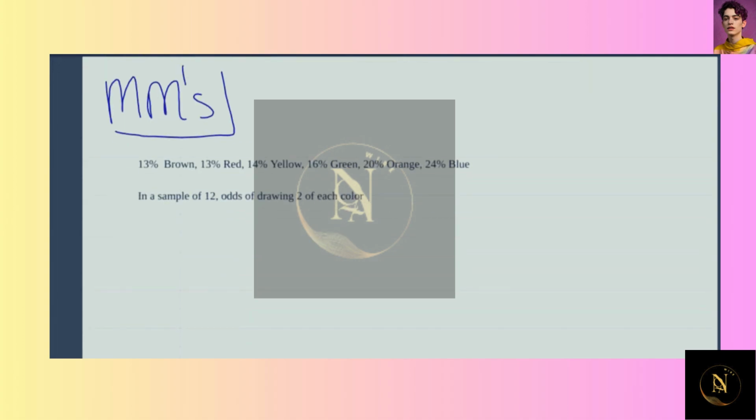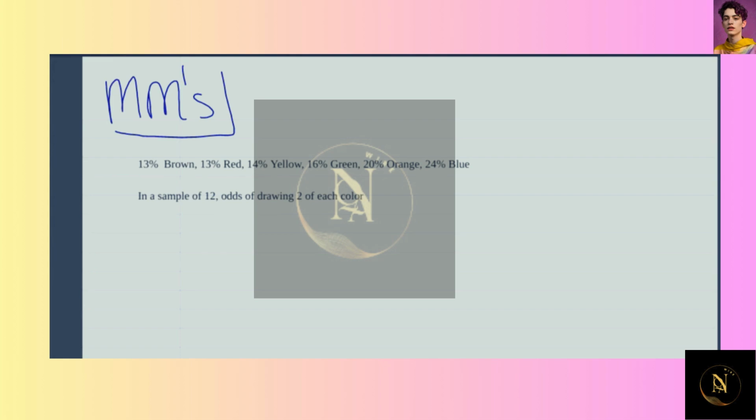Problem. We are told that typically 13% of the colors in the M&M bag are brown, 13% red, 14% are yellow, 16% are green, 20% are orange, and 24% are blue in this particular case. And so we're just trying to figure out different probabilities, and this particular probability question is asking us if we were to grab a handful of 12 M&Ms out of a bag with our hands, what would be the odds of drawing 2 of each color?